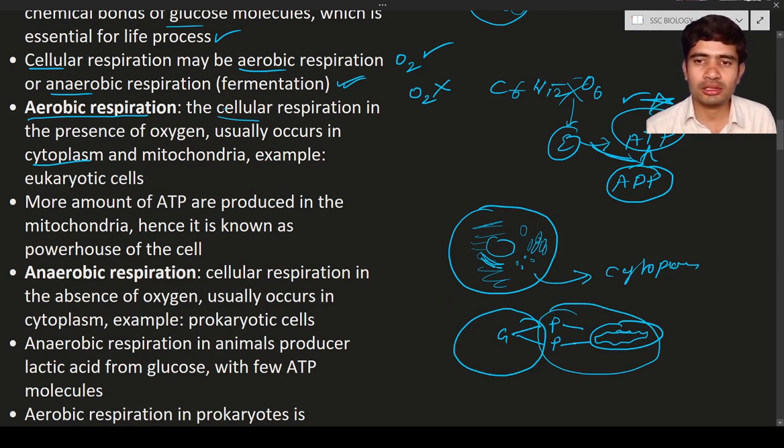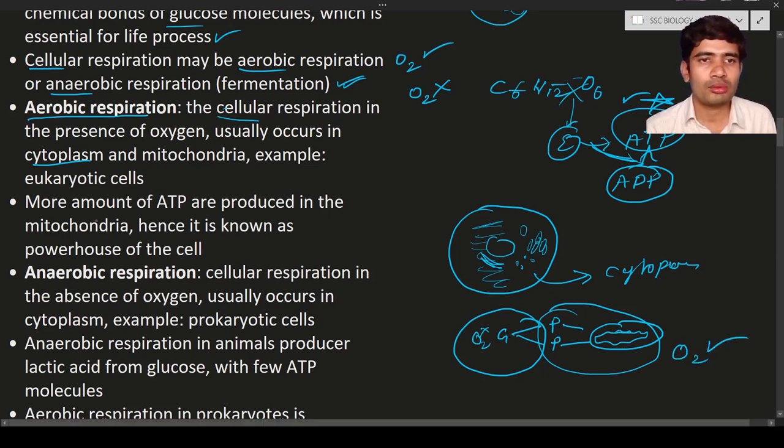Okay, so for the breakdown of the glucose, no oxygen is essential. But for the breakdown of the pyruvates in the mitochondria, oxygen is essential. So a larger amount of ATP is produced in the mitochondria. Once the pyruvates enter into the mitochondria, more ATP is produced. The mitochondria is known as the powerhouse of the cell. Why is the mitochondria the powerhouse of the cell? Because it produces a large amount of ATP molecules. So it is known as the powerhouse of the cell.